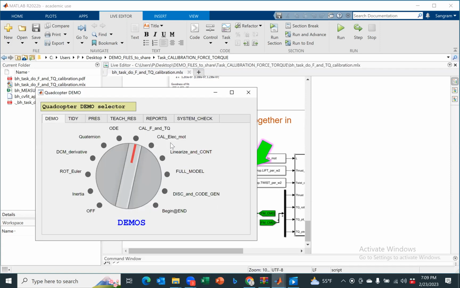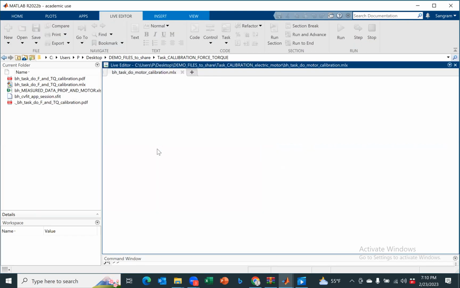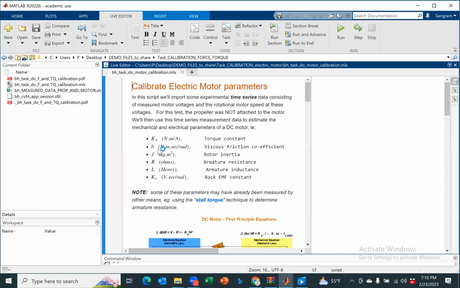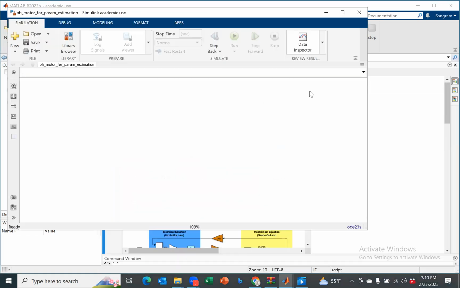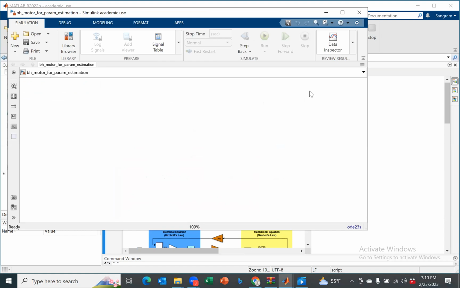Then next one is electrical modeling. Then you have linearize and control, and then you have the full model, and then you have the code generation, and then at the end you basically end everything. So far we have looked at electrical motor modeling. So the same equations that we used for the fixed wing aircraft, they are used for the motor modeling.